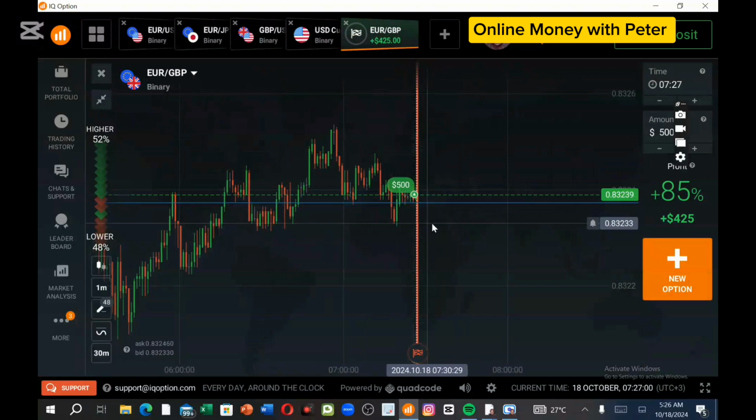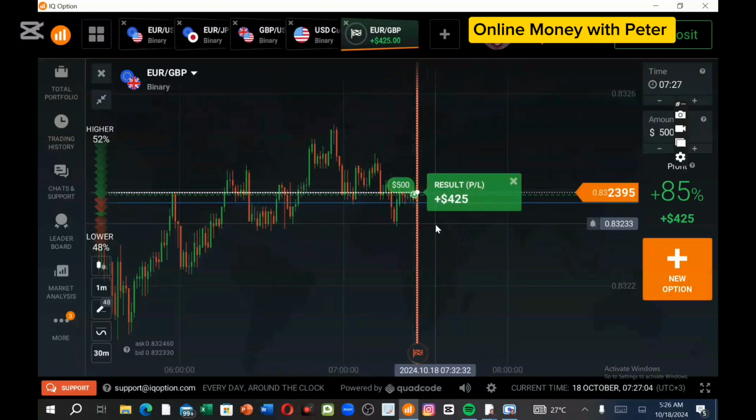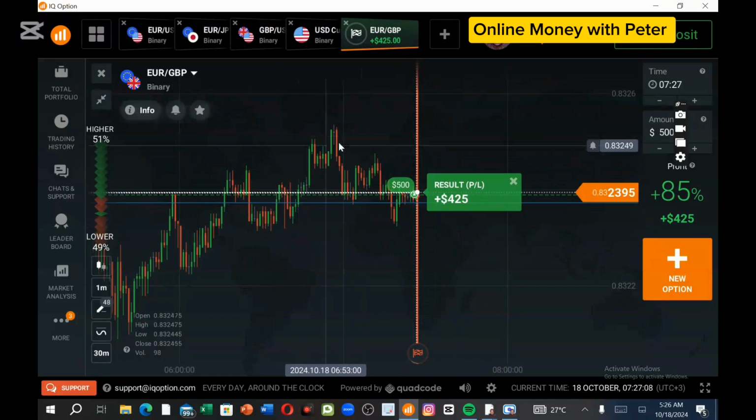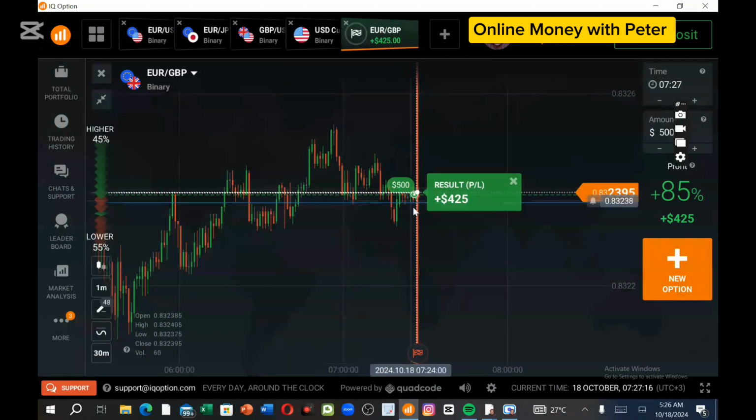Okay, so I've won this trade again, right? You see, the sellers here are very, very strong. They want to push the price down here, but the sellers are not as strong as the buyers. So that's why the buyers won eventually at this point. And this is, again, an inverted head and shoulder. Left shoulder, this is the head, and this is the right shoulder.